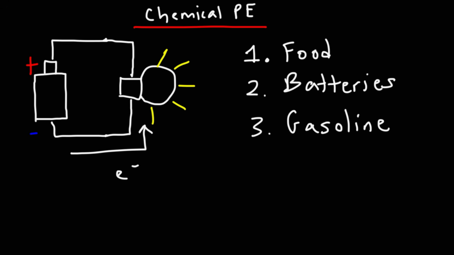So chemical potential energy is something that we tend to make use of a lot in our daily living. Now, there are other forms of potential energy that are found in nature. A good example has to do with a phase change.